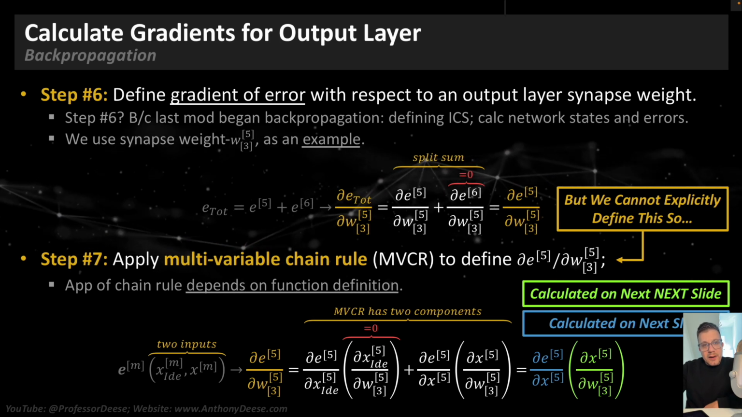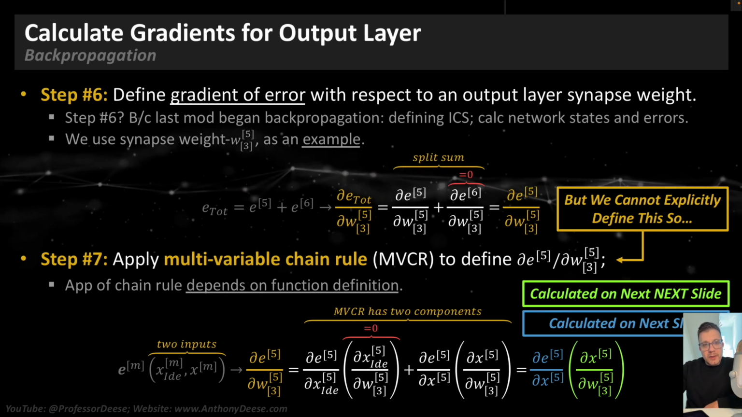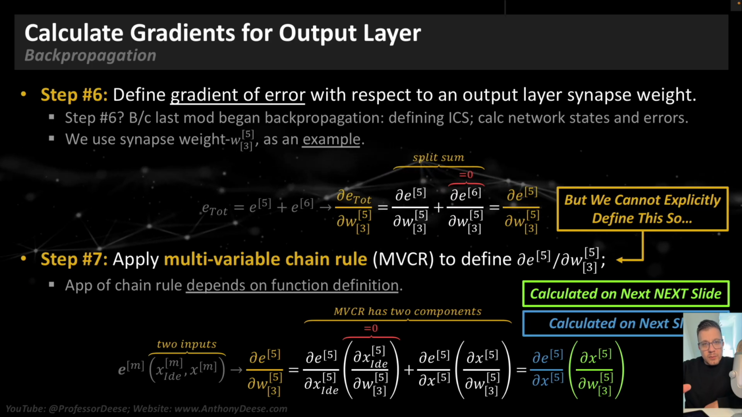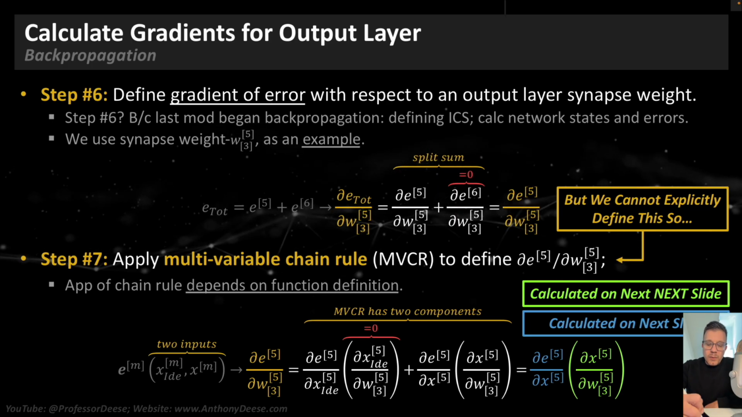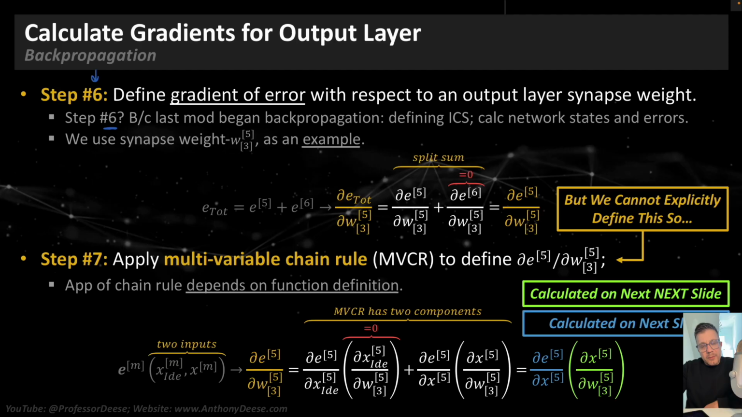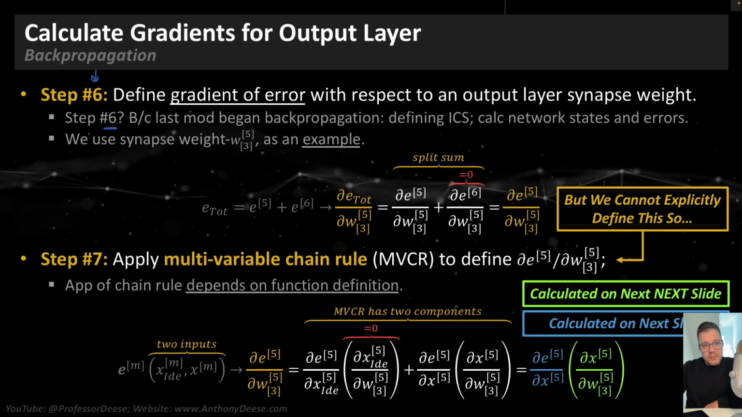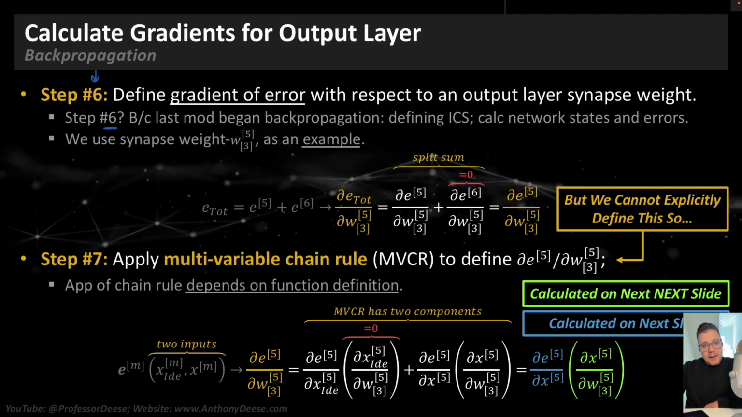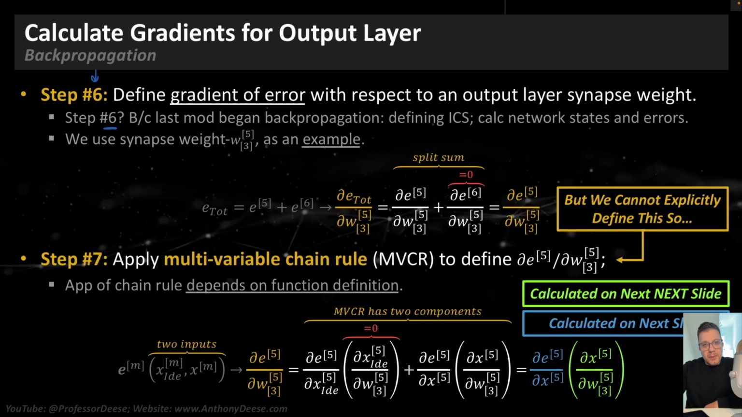Next, we dive into the actual backpropagation process. Specifically, we want to define the gradient of the total error with respect to a synapse weight in the output layer. We'll deal with the hidden layer in a second. We begin with step number 6. Why step number 6? Because the last module, and this module is a continuation of the last, performed the beginning of the backpropagation process.